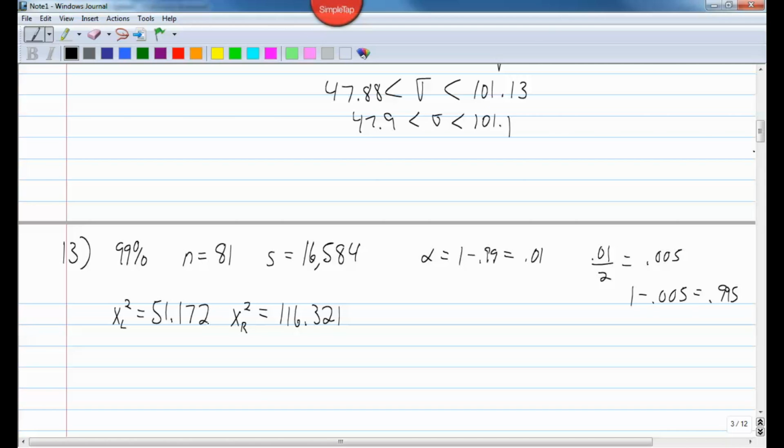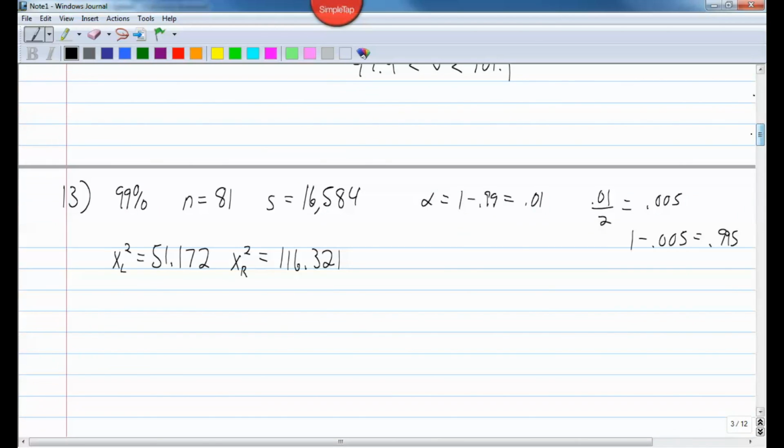Now I'm almost ready to construct my confidence interval. Remember, with the confidence interval, you need to use the right critical number for the left endpoint and the left critical number for the right endpoint. So I'm going to find the square root of n minus 1, which was 80, times s squared. S was 16,584, over, since this is the left, I use the right, so over 116.321. That's going to be my left endpoint of my confidence interval.